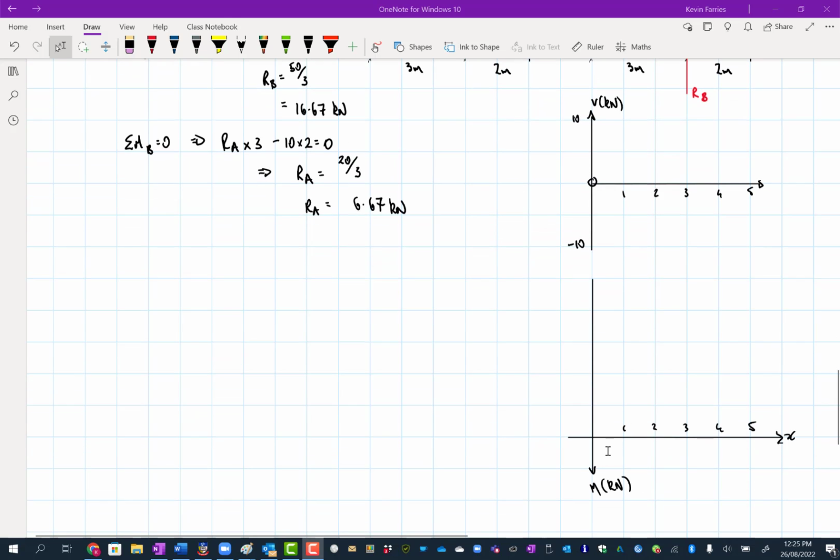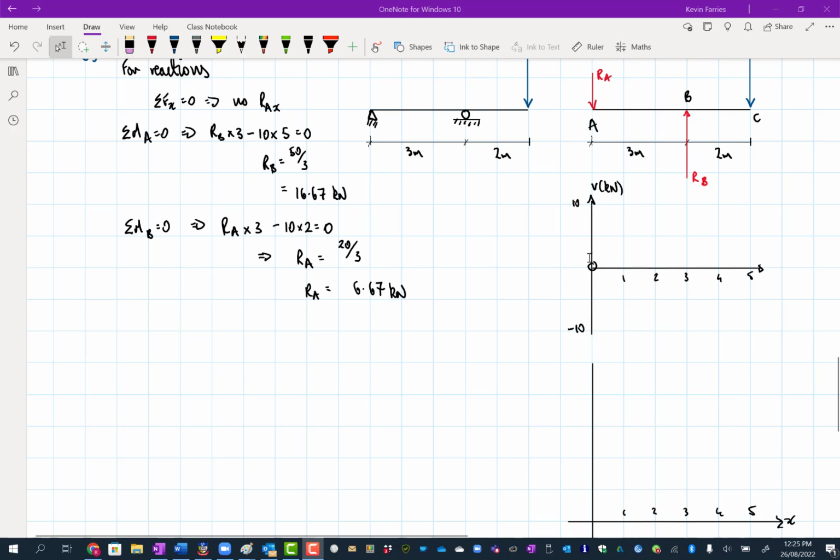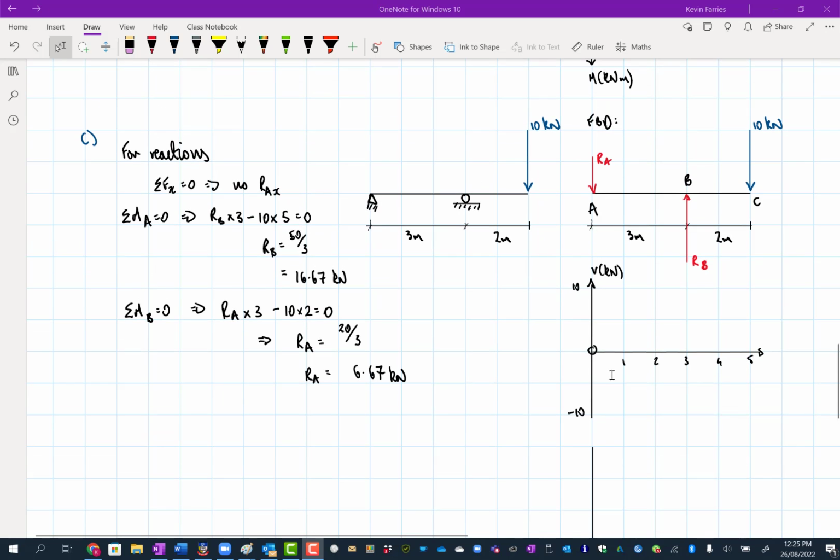So I've drawn those now. Remember, moments downward are positive. Say it 1,000 times, maybe everyone will remember, but I bet they won't. I bet some of you will forget.